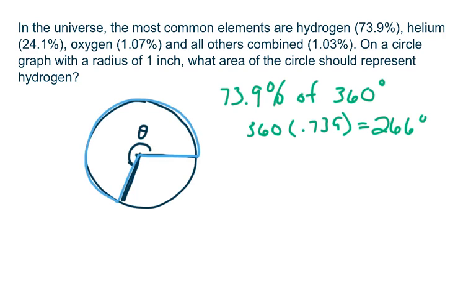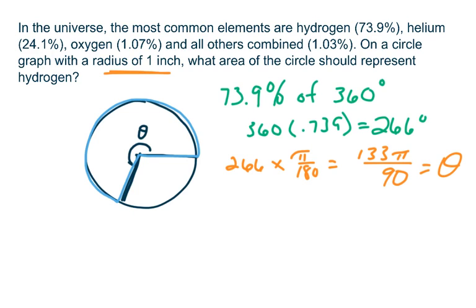We need to convert that to radians. So I'm going to say 266 times pi over 180. And when we do that, after we simplify it, we're going to get 133 pi over 90. So there's our angle. This is theta. Now we know our radius of 1.